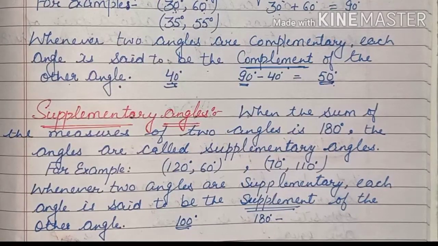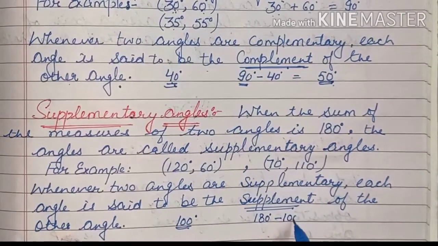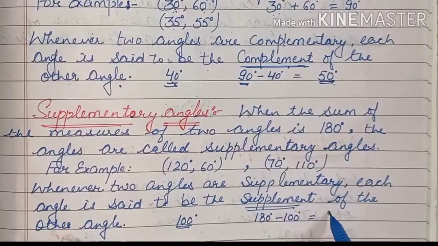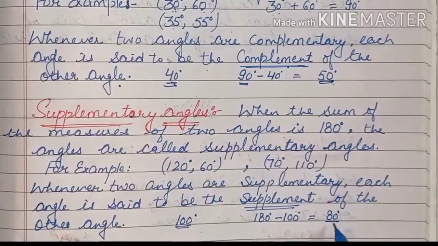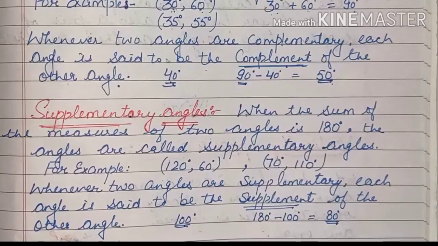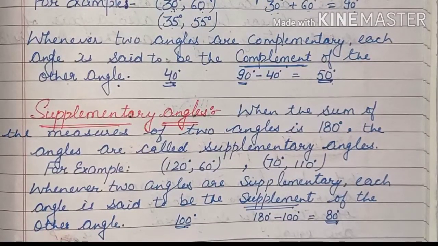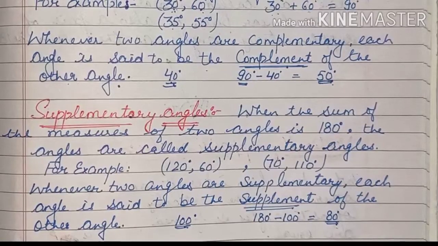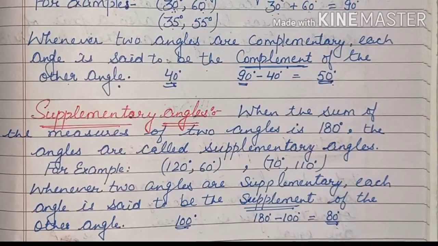So to find the supplement, you will subtract 100 from 180, and it is equal to 80 degrees. So 80 degrees is the supplement of 100 degrees, or we will say that 100 is the supplement of 80 degrees. So both are supplements of each other.